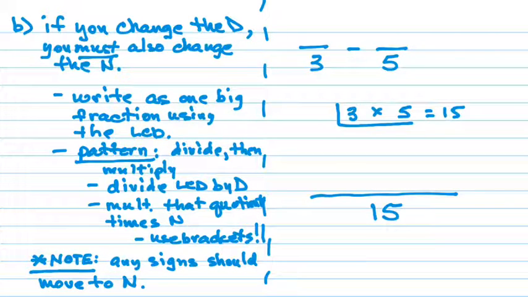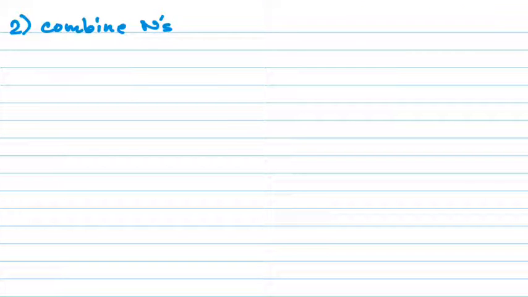All right. Step 2. Combine the numerators. Combine means any like terms can be combined, but watch those signs, right? The denominator stuff was all step 1.